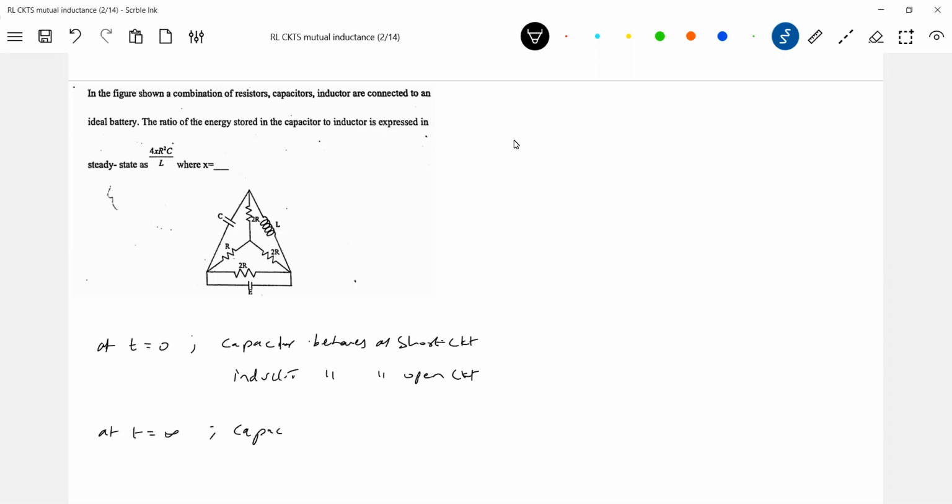the capacitor has an open circuit and the inductor has a short circuit. There may be numericals related to this idea based on this information. So you have to just replace them, capacitor as short circuit or open circuit, and carry on with the problem.